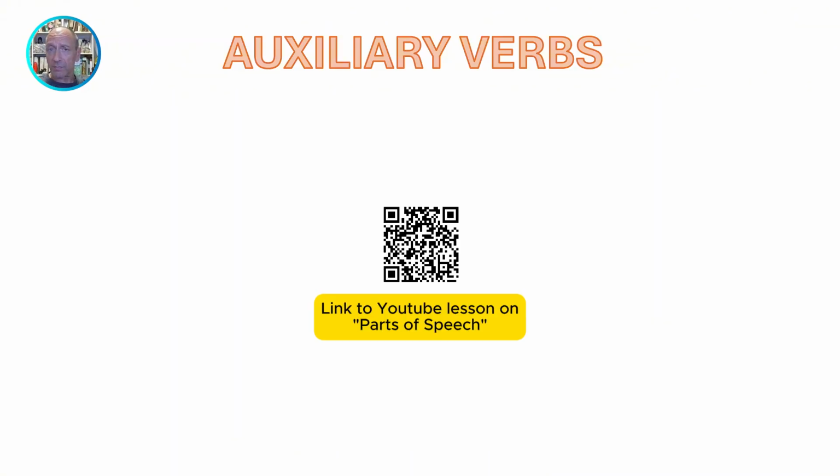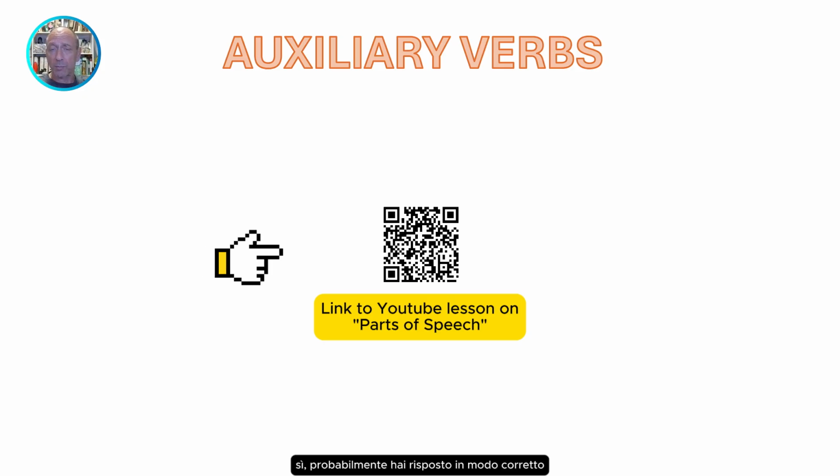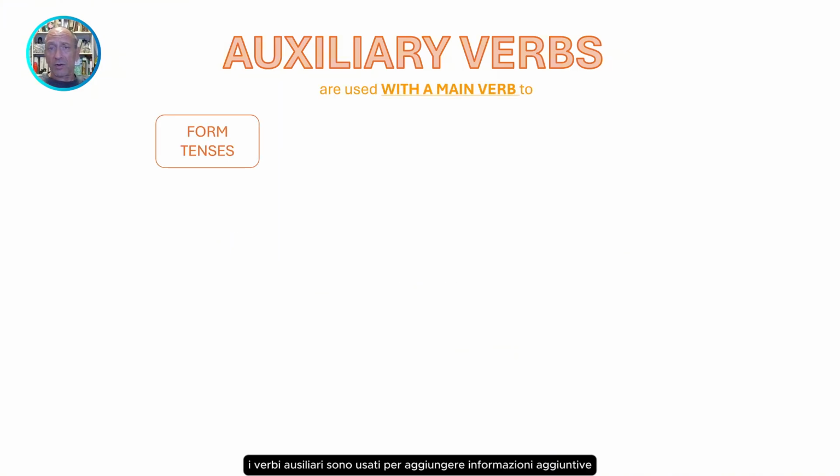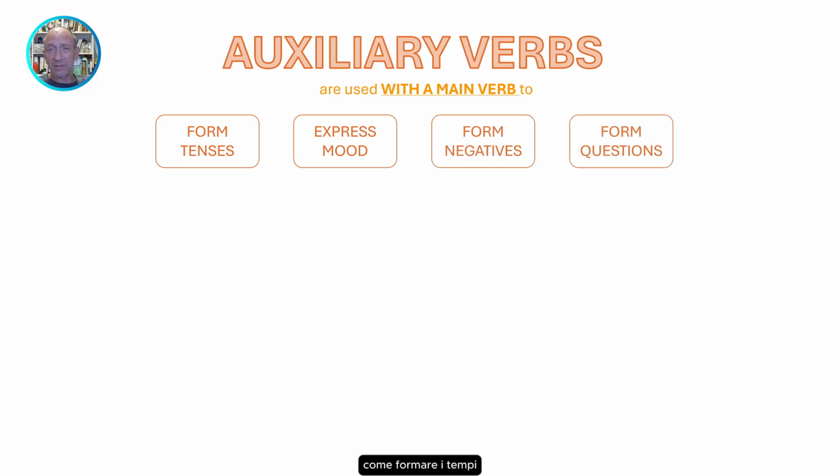Auxiliary verbs, also known as helping verbs, are used with the main verb of the sentence. Do you know what the main verb of the sentence is? Yes, you are probably right. In a general sentence, the main verb describes the action performed by the subject. By way of example, Luigi studies English: Luigi is the subject, and studies is the main verb. Auxiliary verbs are used to add additional information, such as to form tenses as well as negatives and questions.